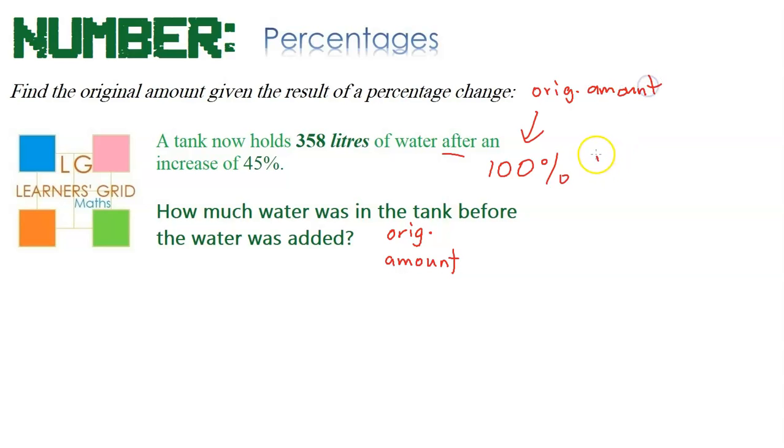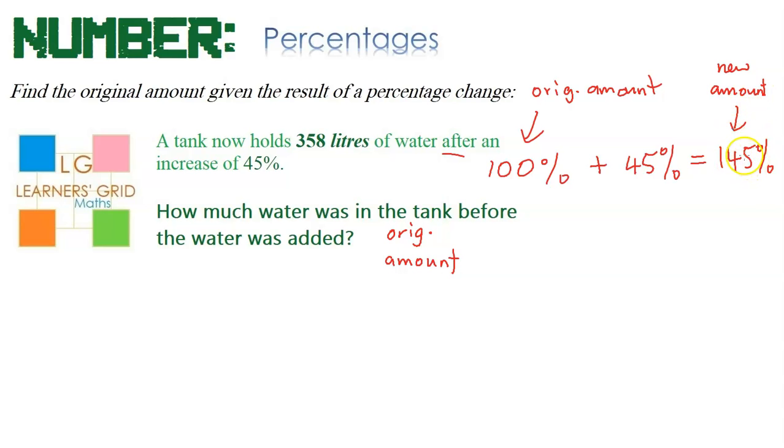And then what happened? We added 45%. So water was added, and then what we were left with was 145%. That's the new amount of water. It's our new amount. So let's reinterpret that so that we can begin to get an equation that we can actually solve.